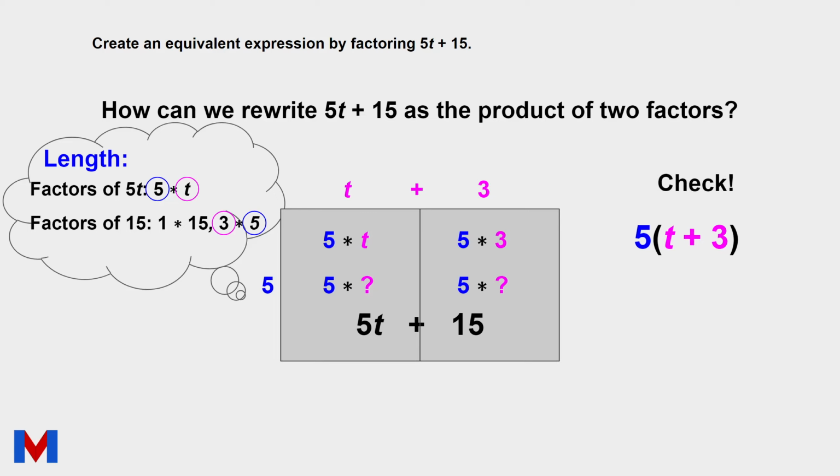Let's go ahead and check our answer though, because this expression that we just created is supposed to be equivalent to 5t plus 15. I'm going to use the distributive property to expand. 5 groups of t and 5 groups of 3. That can be rewritten like this. 5 times t is 5t. 5 times 3 is 15. There we go, 5t plus 15. It is equivalent. That means that we can confidently say our answer is 5 times the quantity of t plus 3.